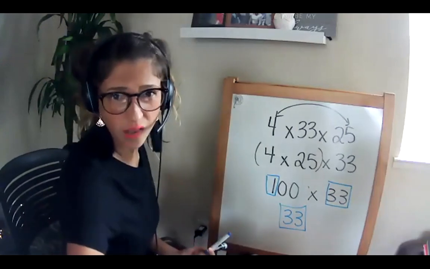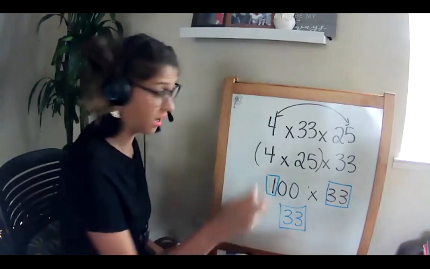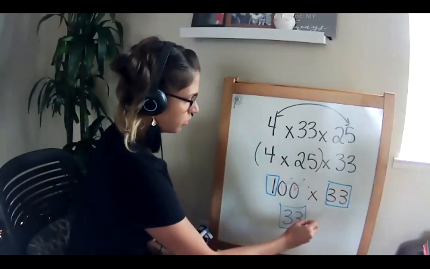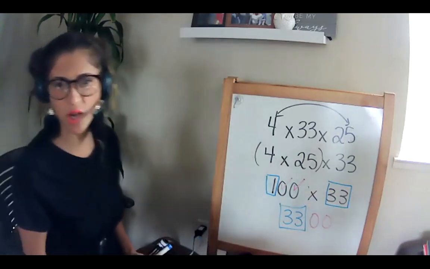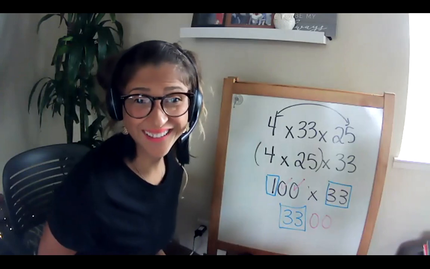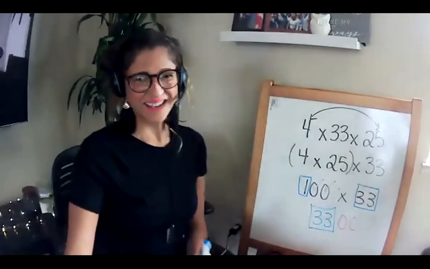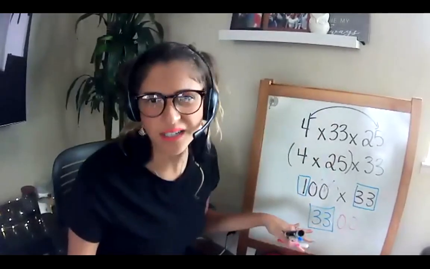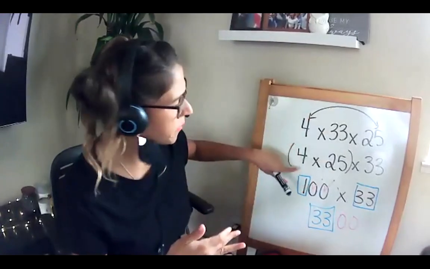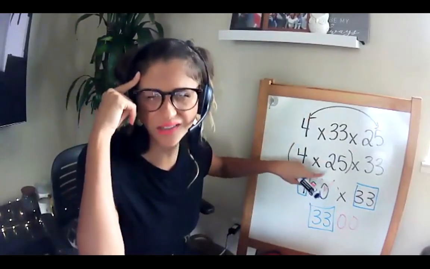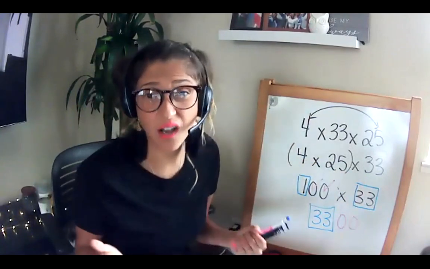And now all I've got to do is count the zeros and add them on. 1, 2. All right. What is my final product? 3,300. Owned it. We got this. Now that took a little bit of work, but that's because I'm writing everything out. Many of you can probably do the 4 times 25 in your head, get the 100, and multiply it by the 33, right?